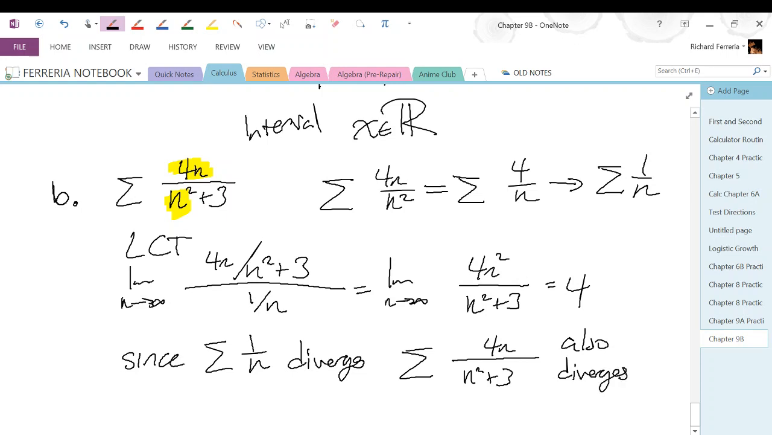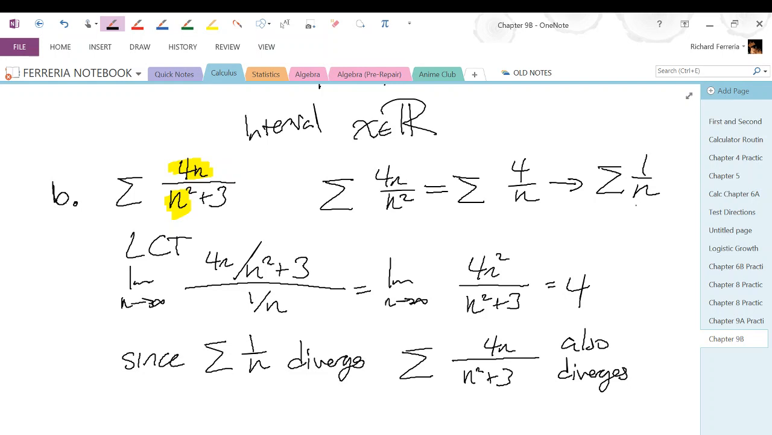Looking good? How do you know divergence? Which series? This series? That's the harmonic series. That's known to diverge. It's our special case. Even if it was like 1 over n cubed, that's different. That converges. P series: if it's 1 over n to the p, if p is less than or equal to 1, it diverges.